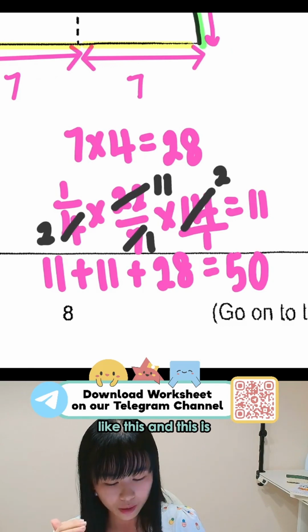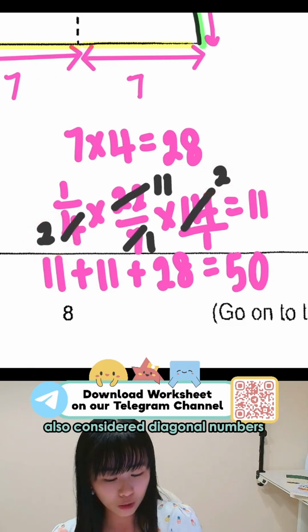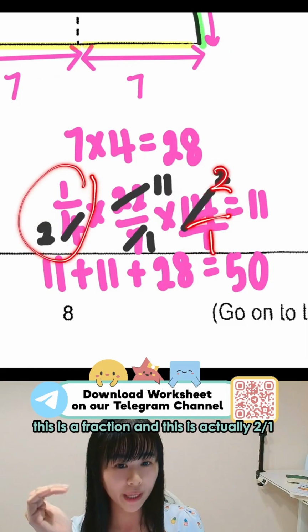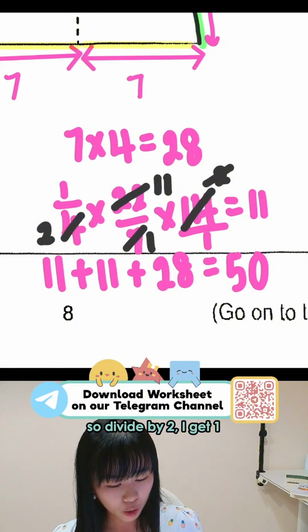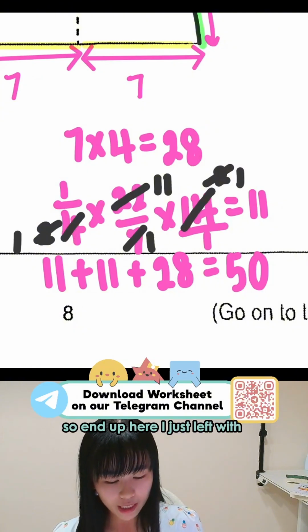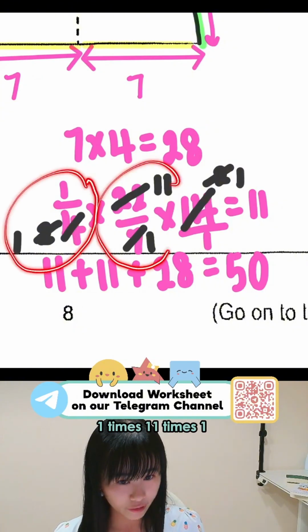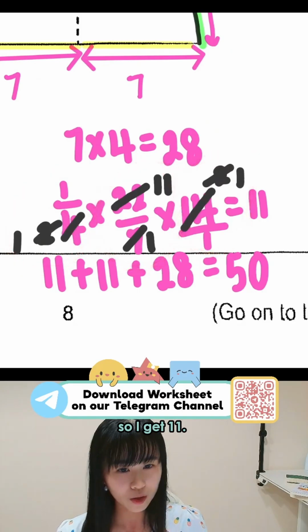Last but not least, this and this is also considered diagonal numbers. This is a fraction and this is actually 2 over 1. So this and this I also can continue to divide by 2. So divide by 2 I get 1, divide by 2 I get 1. So end up right here I just have 1 times 11 times 1. Okay, so I get 11.